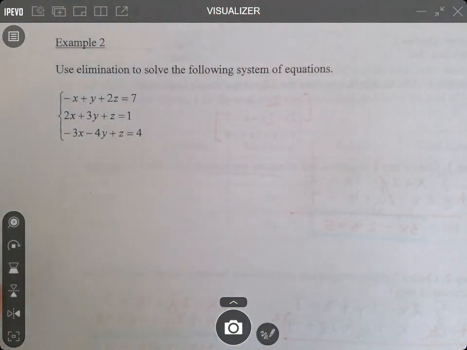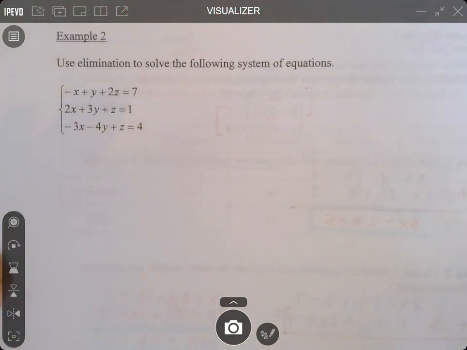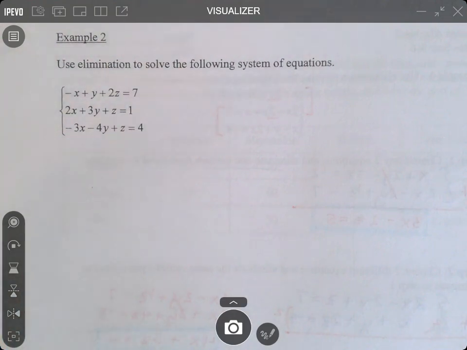All right, we're on example 2. We're going to use the elimination method. And the idea is that we have 3 variables and 3 equations. But we really only know how to solve when we have 2 variables and 2 equations. So our first goal was to pick a variable to eliminate and collapse it down. We're going to take these 3 equations and collapse it to 2 equations with 2 variables.